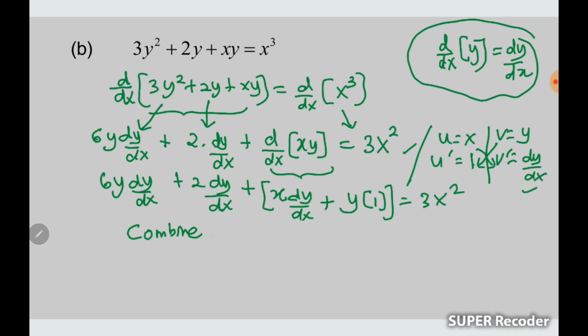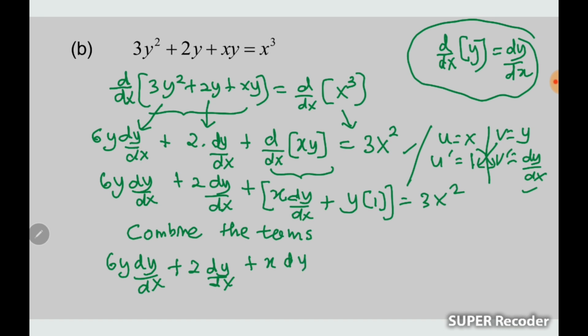So you have to combine the terms that have dy/dx. So now 6y dy/dx, and we have plus 2 dy/dx plus x dy/dx. You have to bring to the right side here negative y. Okay, then you have to factorize dy/dx.